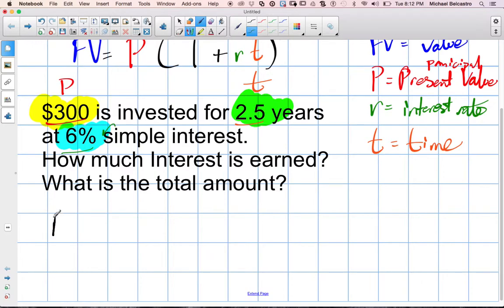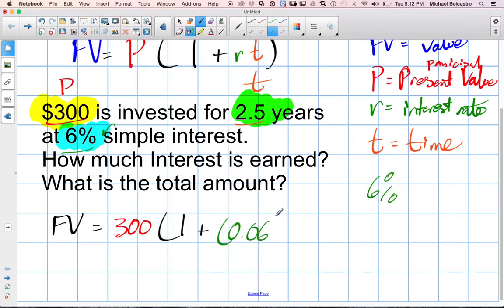We have our future value is equal to the present value, which is the 300 we said, multiplied by 1 plus the interest rate. Now, 6% we need to turn into a decimal. Do you know how to turn that? We divide it by 100. Yeah, so we'll end up with 0.06 when you do that.